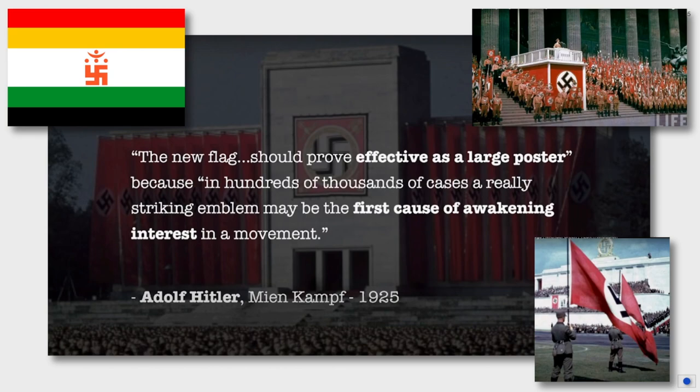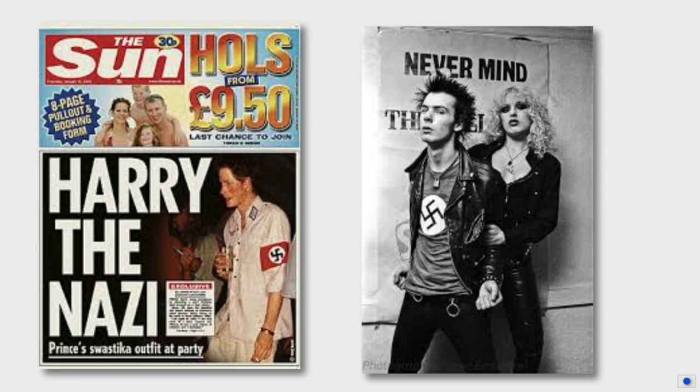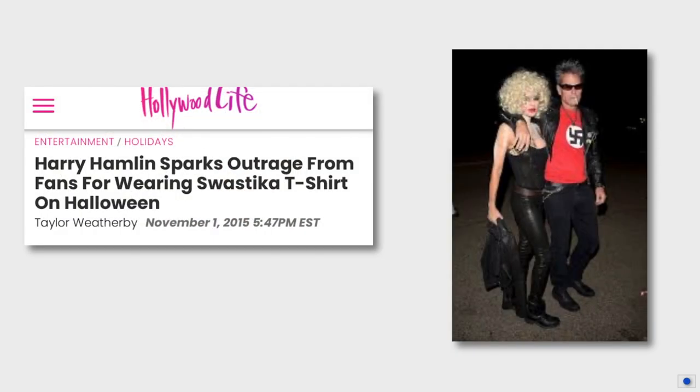The swastika is an ancient symbol of good fortune used in the flag of Jainism. Of course, the Nazi flag also proved effective at excluding sections of the population, as Jews were not allowed to display it. Here it is, modelled by Prince Harry and Sid Vicious, also available as a highly offensive Halloween costume.